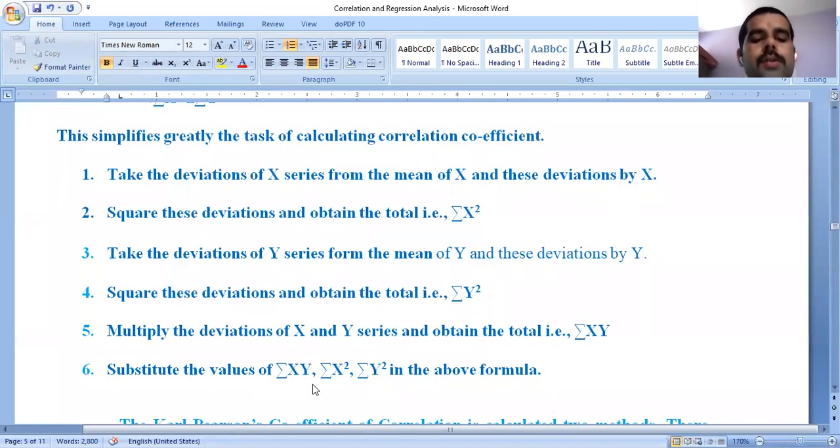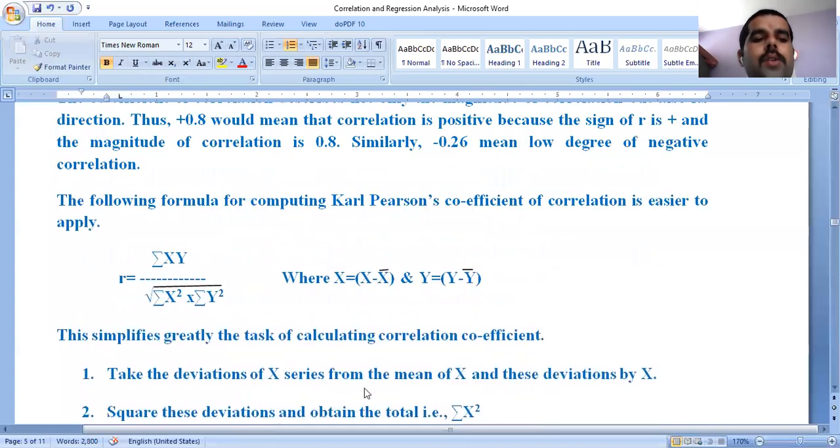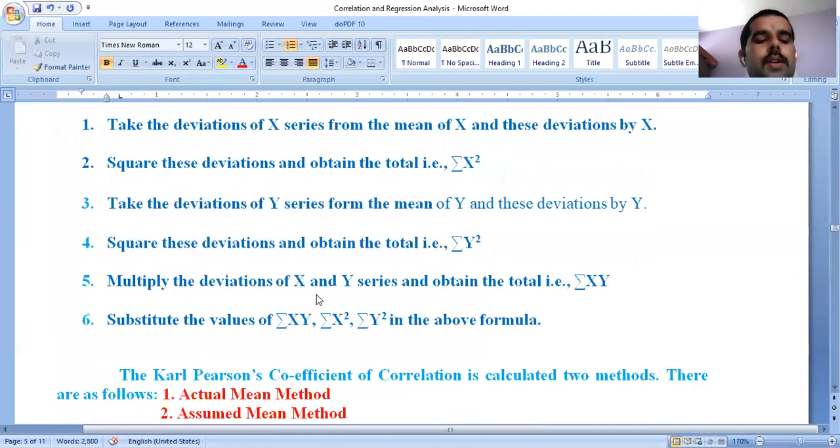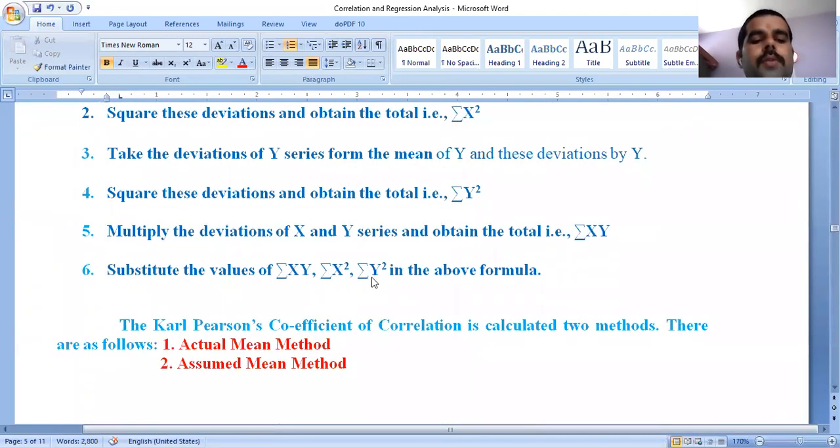Then substitute the values, that is sigma xy, sigma x square and sigma y square, in the above formula. Generally you have to focus on sigma xy and the square root of sigma x square into sigma y square. Observe carefully, this is the formula we are going to apply in the Karl Pearson coefficient of correlation in the actual mean method. Generally, the Karl Pearson coefficient of correlation is calculated by two methods: the actual mean method and the assumed mean method.